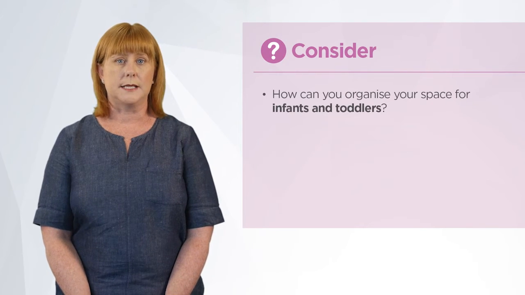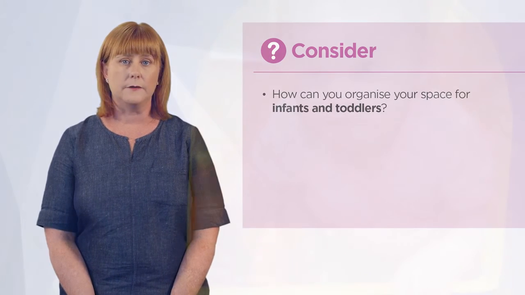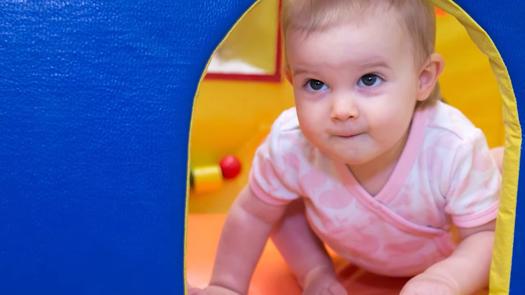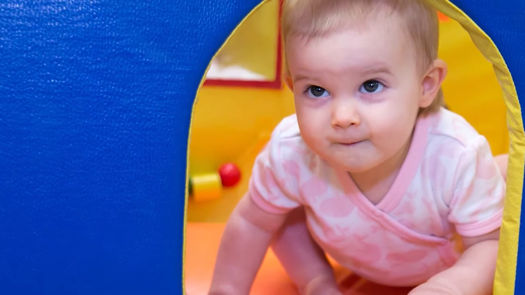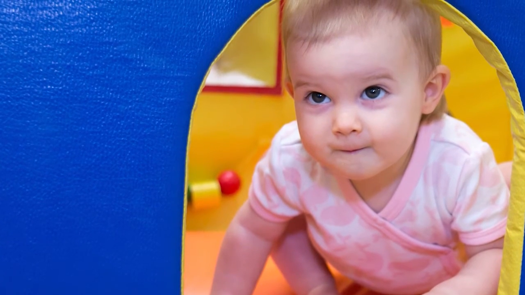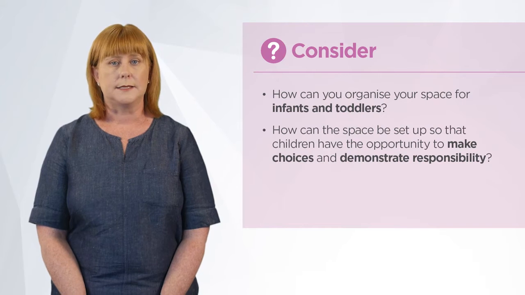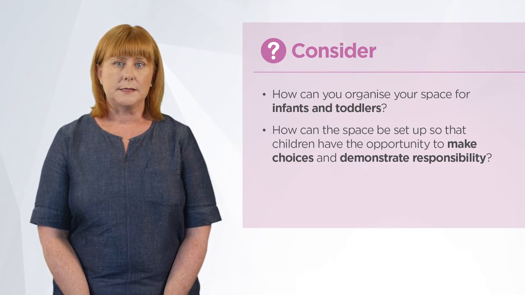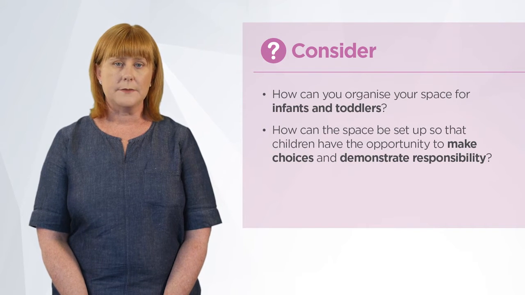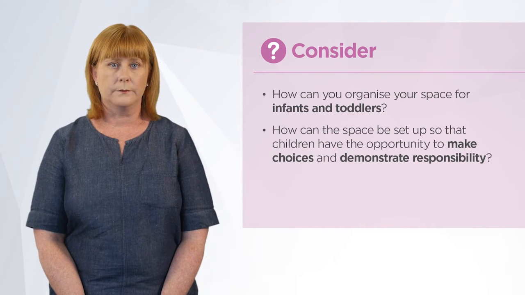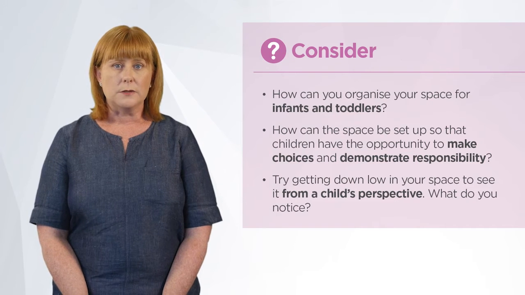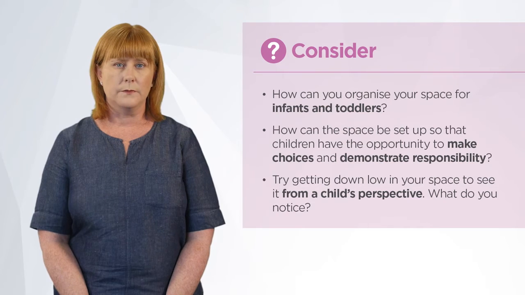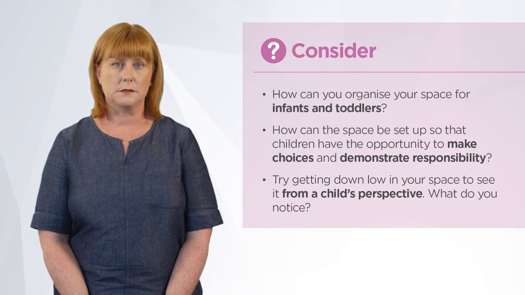You might want to consider how you can organise your space for infants and toddlers, which considers their unique stage of development and their interest to move about and practice emerging skills. You might like to consider how the space can be set up so that children are offered opportunities to make choices and demonstrate responsibility. Try getting down low in your space to see the room from the perspective of a child. Think about what you noticed.